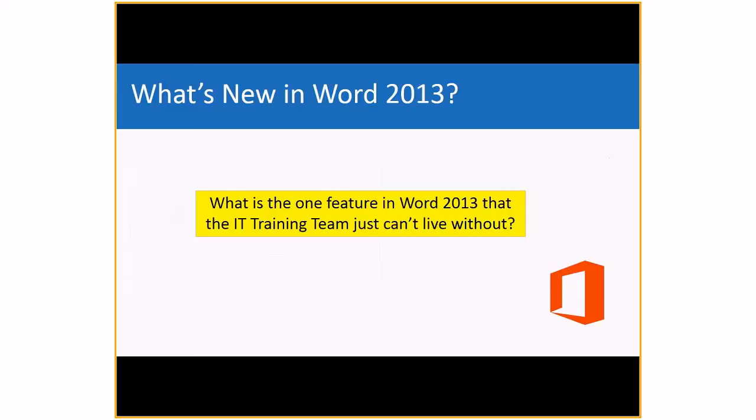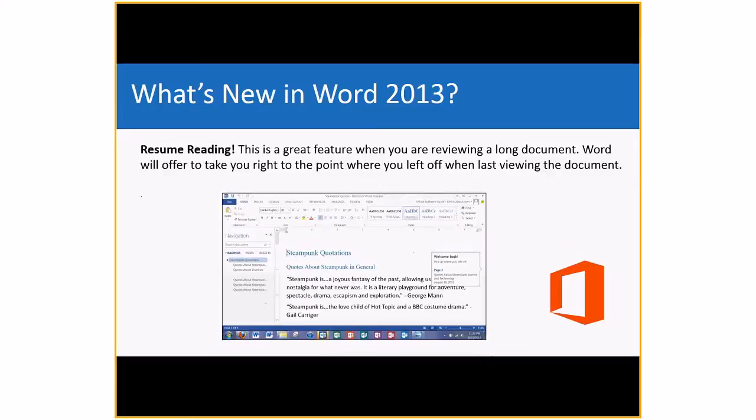Okay, what's the one feature in Word 2013 that the IT training team just can't live without? It is the resume reading feature. When you have a long document, and this is the same in PowerPoint as well, if you've got a long slide presentation, your application, either Word or PowerPoint, will remember where you last were. It'll welcome you back when you open up the document after it's been closed or you've gone away from it. And you just simply click this box and it will take you right back to the exact page that you were working on. So that's really nice. You don't have to scroll through and say, was I on page 213?